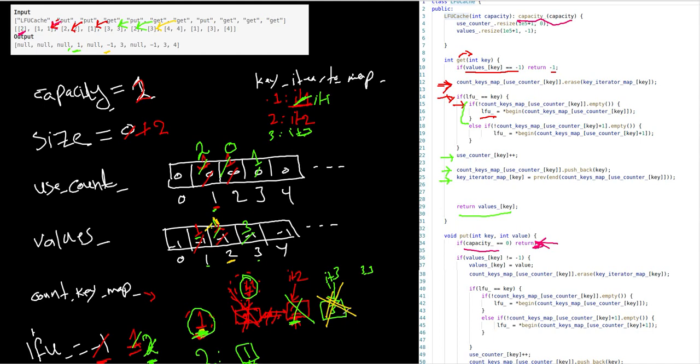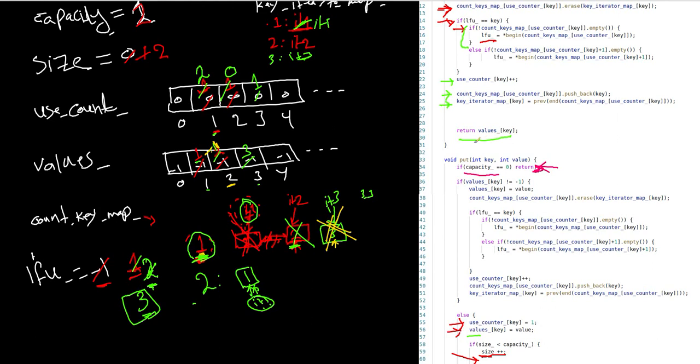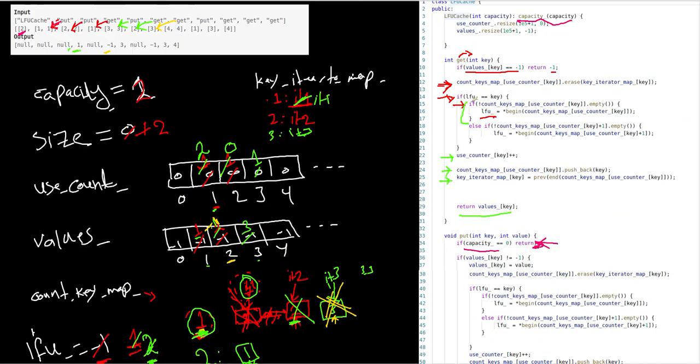Then we need to check if this 3 is the key, or it's the LFU, and the answer is yes, because we have 3. In that case we need to check if the count of key of user count dot empty. So is this list empty? The answer is yes. So we come here because this check is if it's not empty.